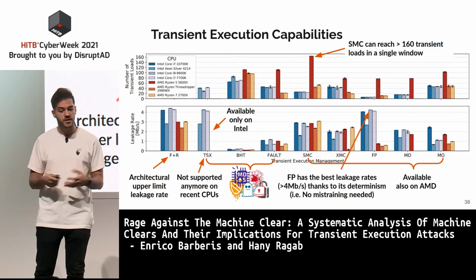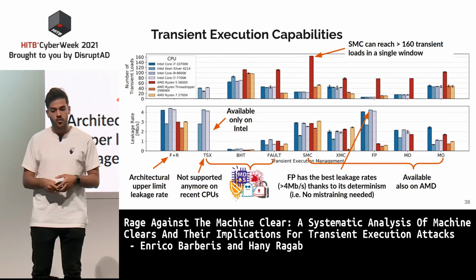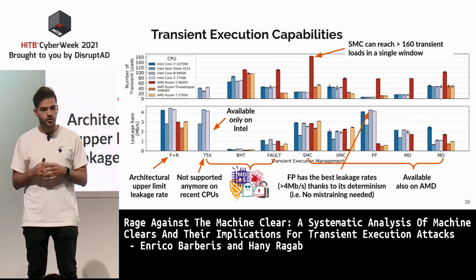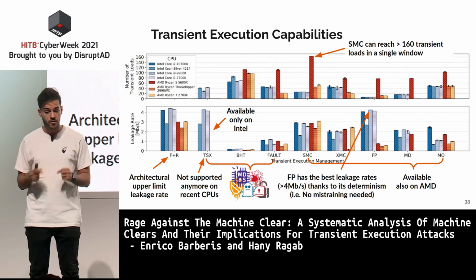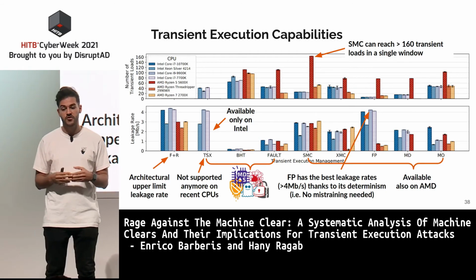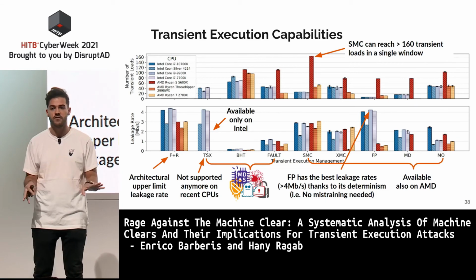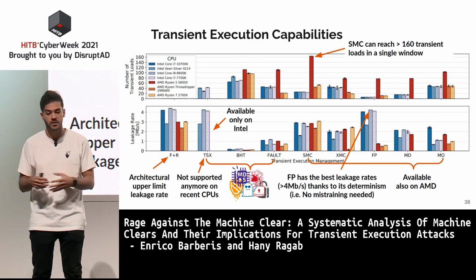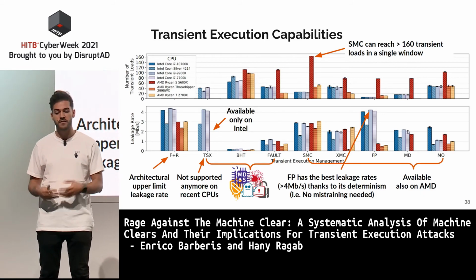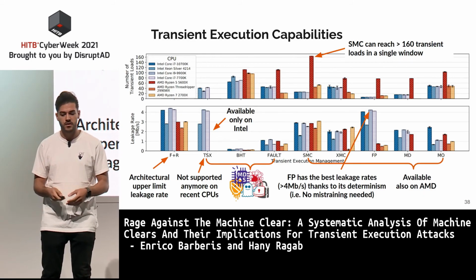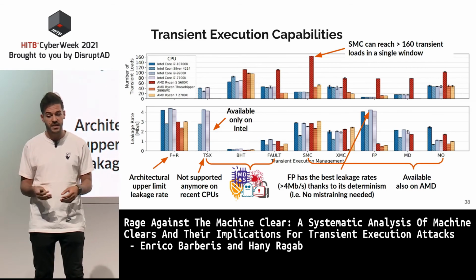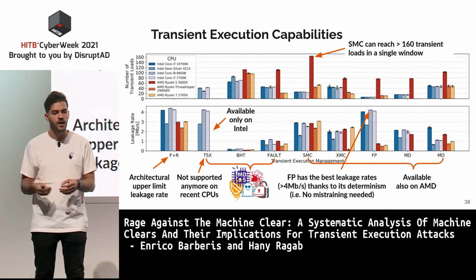Another interesting number is that with a floating point machine clear, we can leak more than 4 megabits per second, while performing floating point operations. And this, again, will be transiently executed. It will never be observed on the architectural execution, but on the microarchitectural level, it will leave an observable trace. And we can reach more than 4 megabits per second thanks to the determinism of a floating point operation.